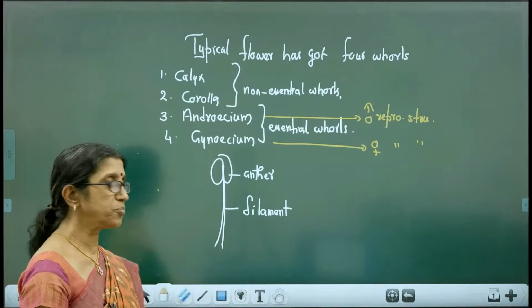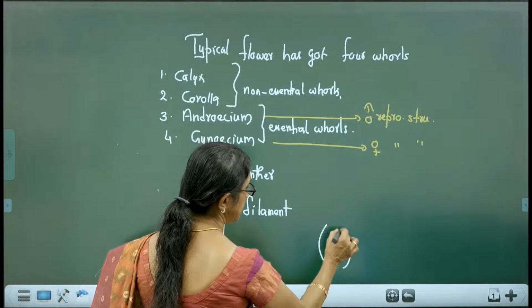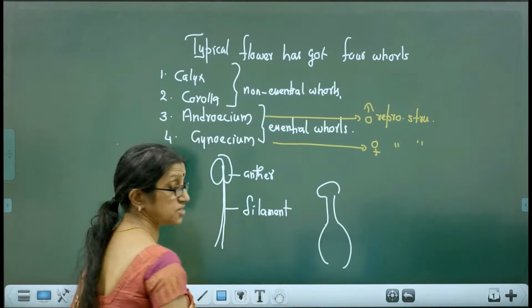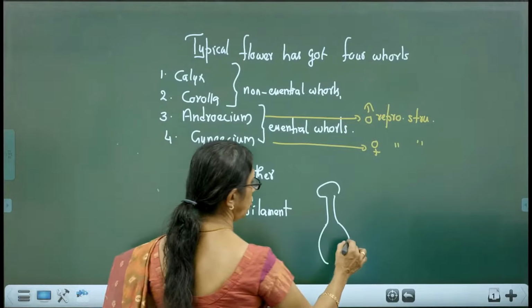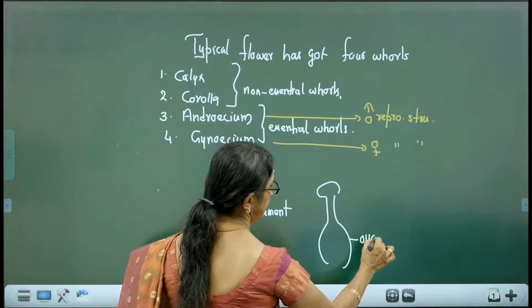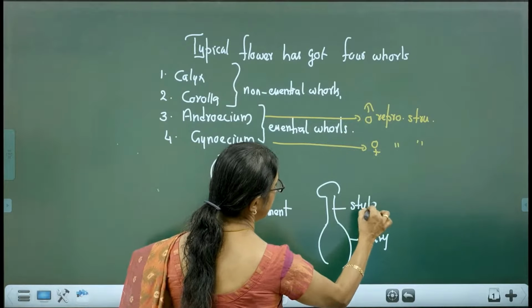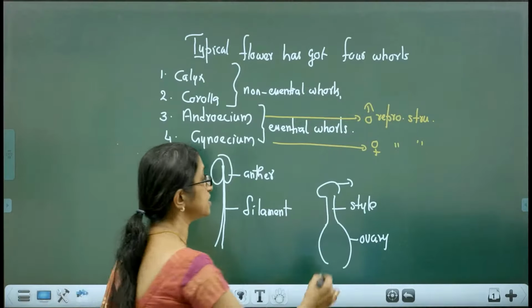And the next one, that is the pistil or the gynoecium, is divisible into 3 parts. This is a female reproductive structure. The lower swollen part is called ovary, and the tubular structure is called style. It ends with a receptive part, and that is called a stigma.